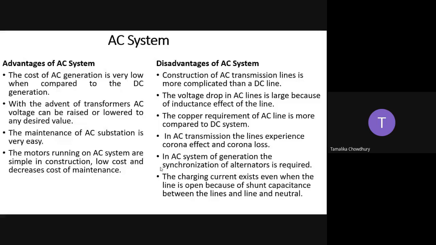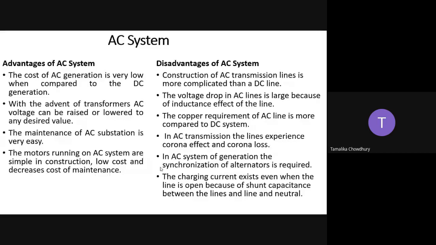Next advantage in the AC system is that with the advent of transformers, remember, these transformers are purely AC devices, AC apparatus. It doesn't run on DC. It may run, but it will cause a high effect of saturation and it does not do any good. So transformers are purely AC apparatus.